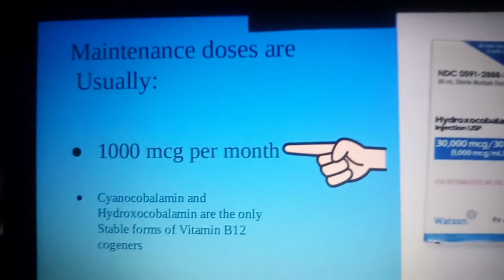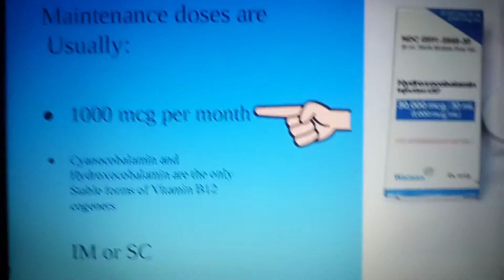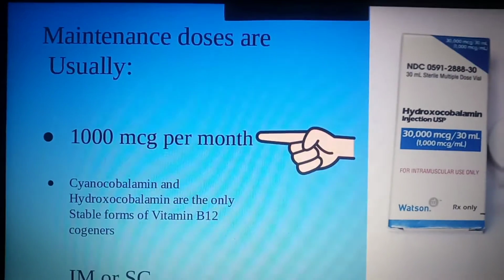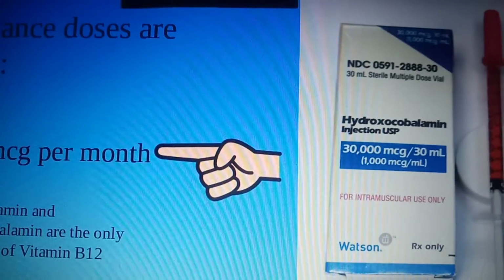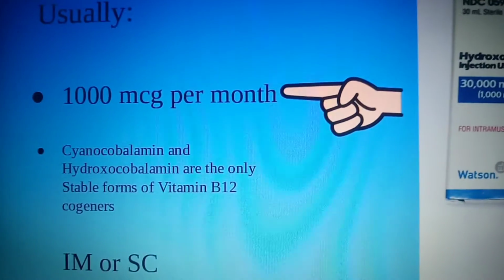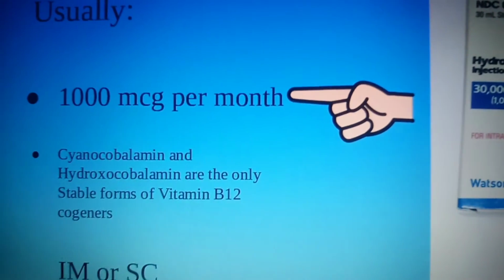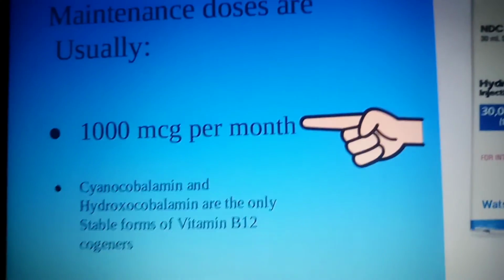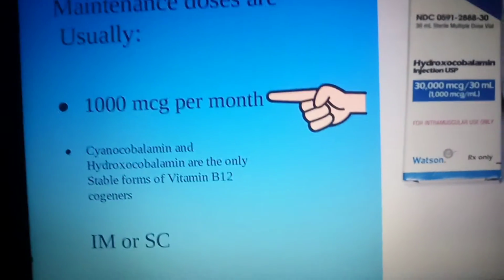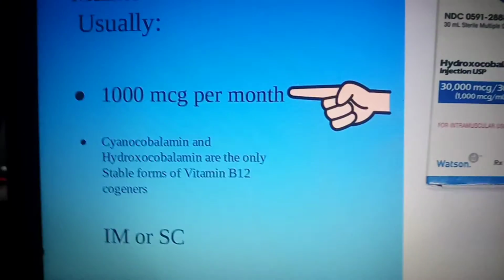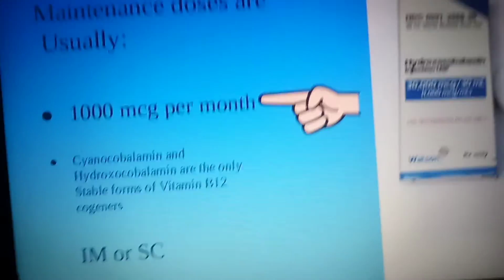What is the usual dosage? Maintenance dose is usually 1,000 micrograms per month. Cyanocobalamin and hydroxycobalamin are the only stable forms of vitamin B12. It's given parenterally, IM or subcutaneous. It's not effective when given as an IV.